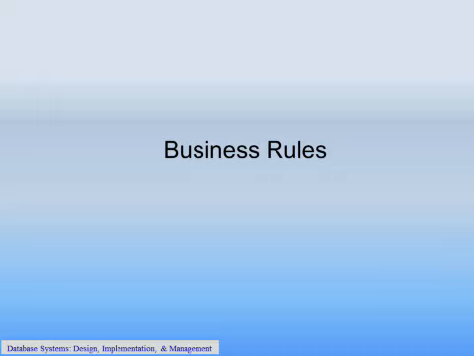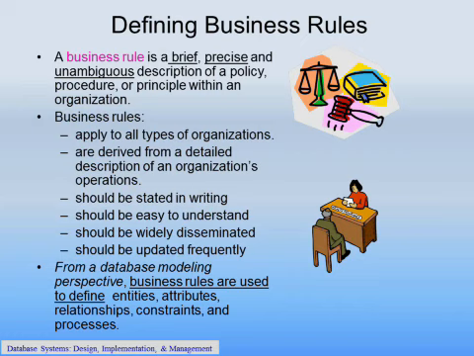In this video, we'll look at why business rules are important and how they are translated into data model components. What is a business rule? A business rule is a brief, precise, and unambiguous description of a policy, procedure, or principle within an organization.